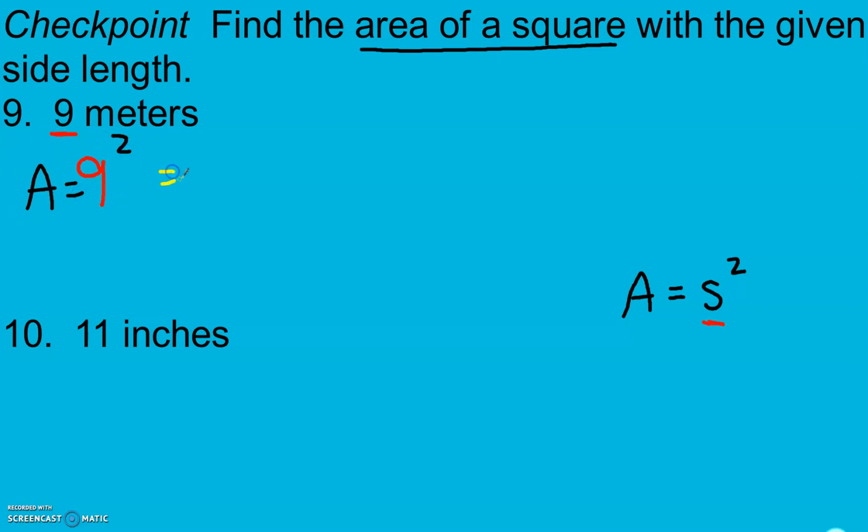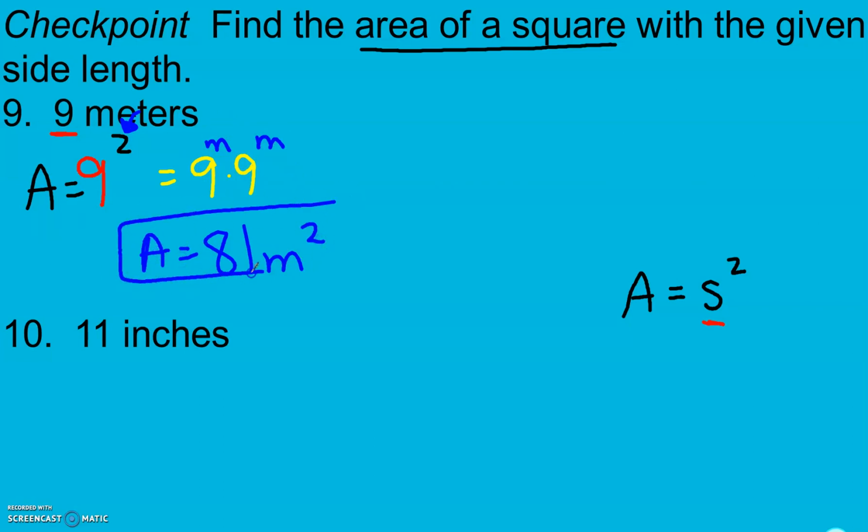Again, we can rewrite this as repeated multiplication. 9 times 9. And it's squared, 2, so we have 2 of them. Gives me 81, and this is in meters. Remember, I have meters and meters, so just like with my 9s, I can write it as meters squared. Area is always in square units. Try 10.